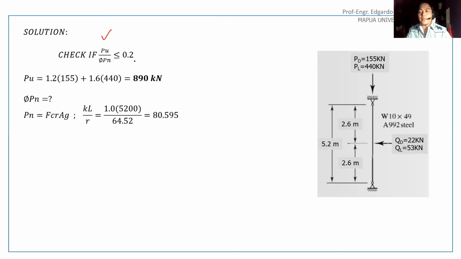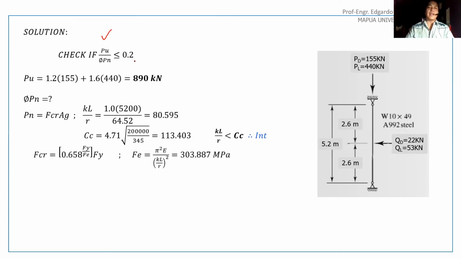So we have to compare it with Cc. Cc is 4.71 square root of E over Fy. So we got 113. As you can see, our slenderness ratio 80 is less than the Cc of 113. Therefore, we have an intermediate column. For an intermediate column, Fcr is given as 0.658 raised to Fy over Fe, times Fy. What is Fe? Fe is the Euler's critical stress. Using the equation pi squared E over the slenderness ratio maximum squared, we got 303 megapascals. Substituting that Fe in the Fcr equation, we got Fcr to be 214.512 megapascals.